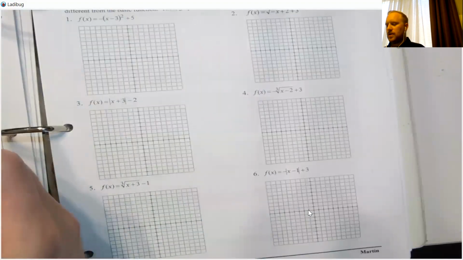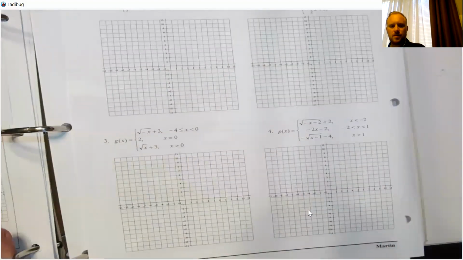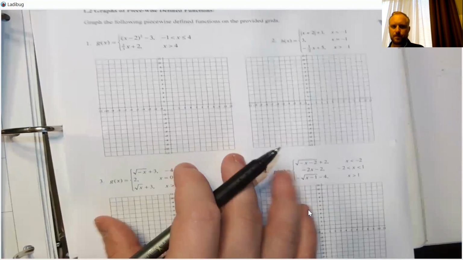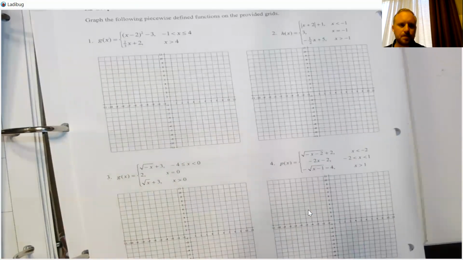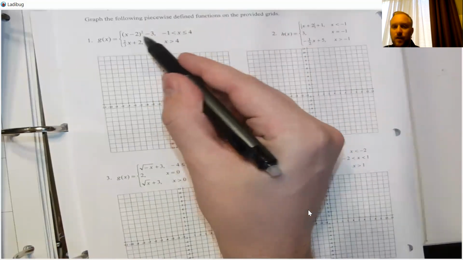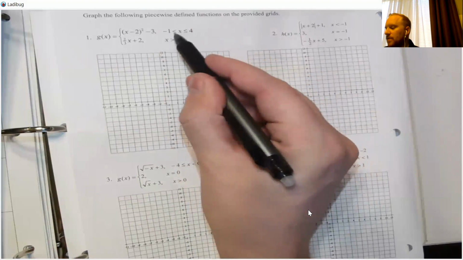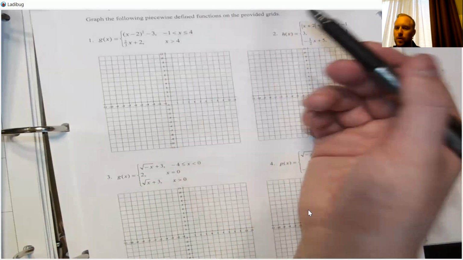Next, we're going to go into piecewise functions for a little bit. With piecewise functions, we take those concepts that we did in transformations and graph them, but they're in segments based on their domain. So what this is saying is that we are going to graph this function, but only the x values that go from -1 to 4.